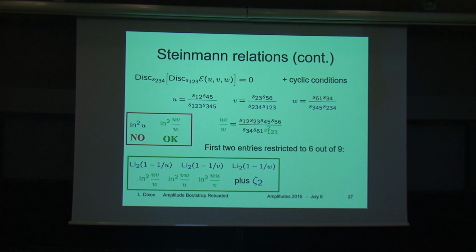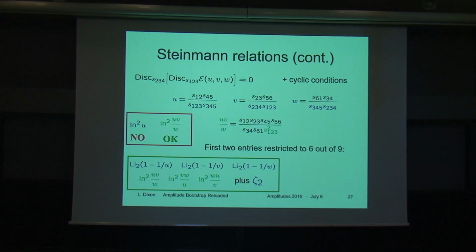Now there are some combinations of logarithms that we can square up, and that's UV over W, and its cyclic images. If you look at the formulas for UV and W, you see that U over W cancels the S345 out of here, and V over W cancels the S234 out of here. So this thing is basically log of S123 up to some 2 particle invariance. And so you can raise this log to any power, and it's still a legal Steinmann function.